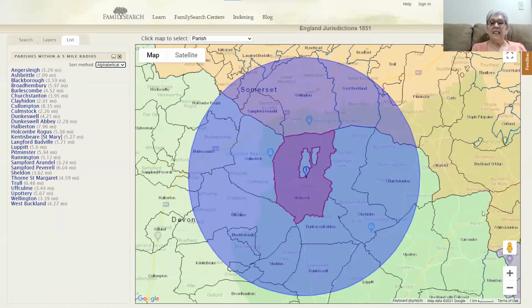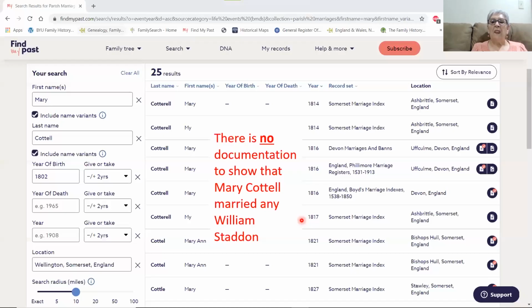So as you can see, there's Hemyock right there in the middle in the darkish purple. And Wellington is right here. It's in a different county, in Somerset, but it's right next to Hemyock in Devonshire where they got married. And so I thought, well, I need to check that out a little bit more carefully.